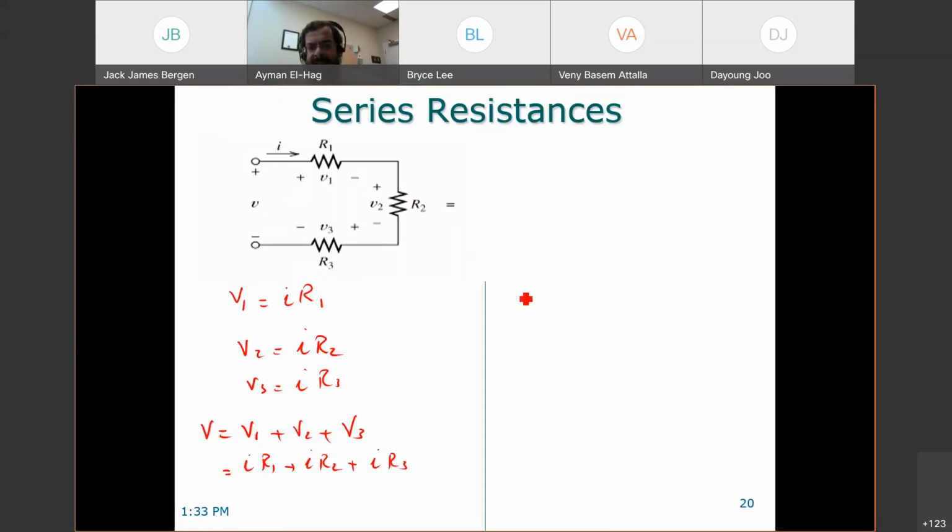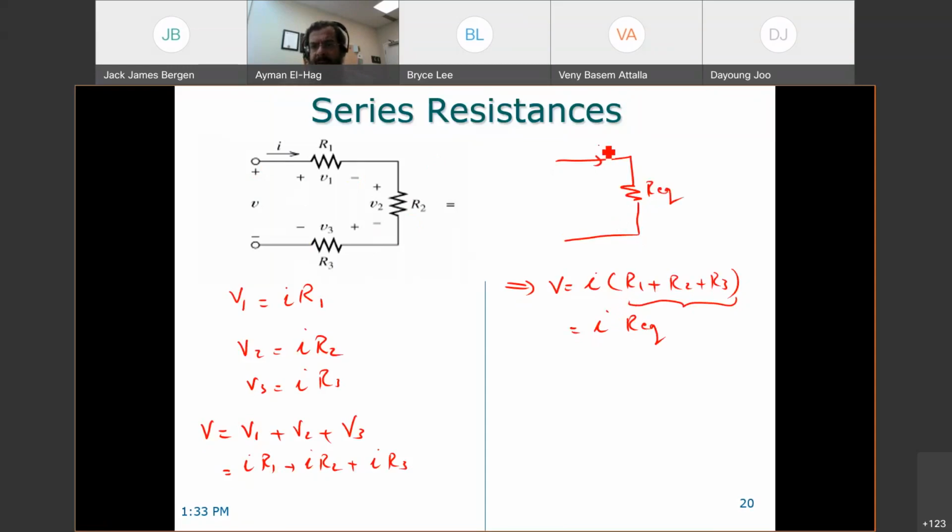So I can say here V is equal to I times (R1 plus R2 plus R3). If I want to replace these three resistors with the equivalent resistor, we have I equal to V over R equivalent. So I can substitute this circuit with one resistor. I will call it R equivalent, and this is your I.